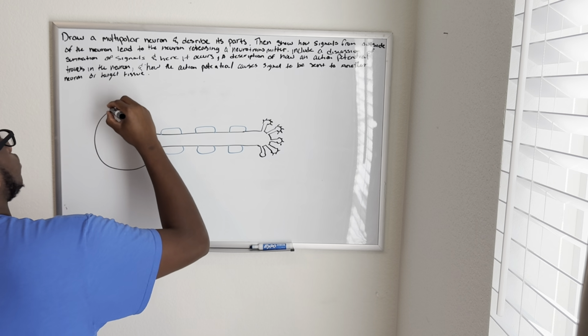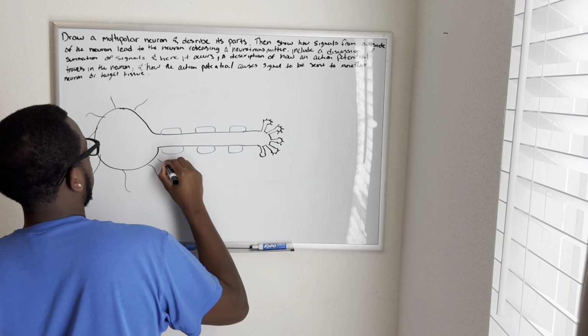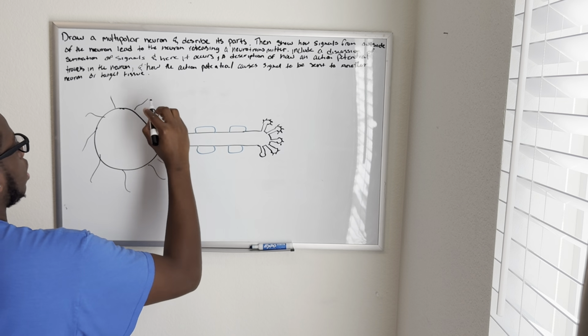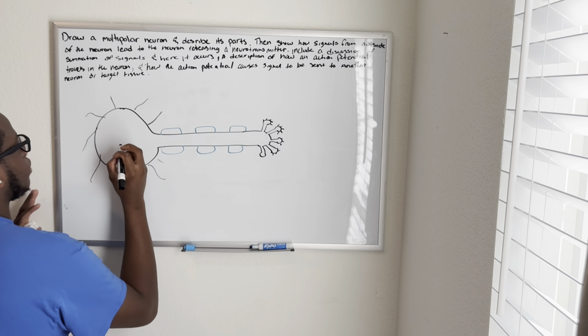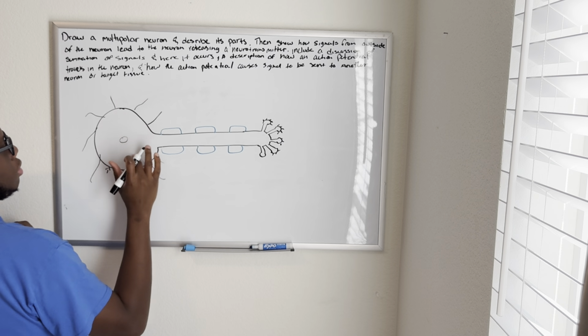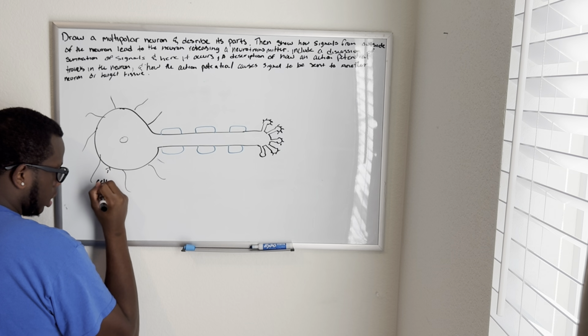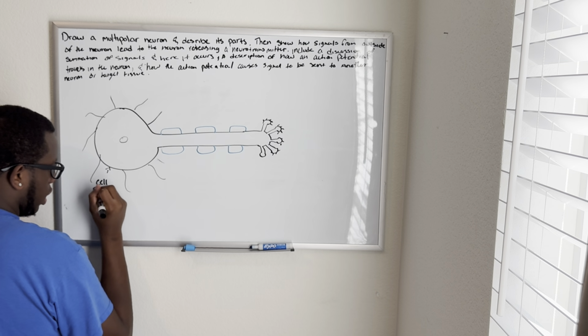All right, this is my multipolar neuron. This right here would be the cell body, contains the nucleus and other organelles.